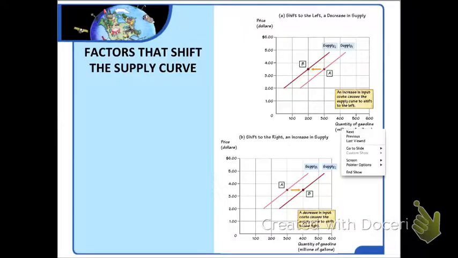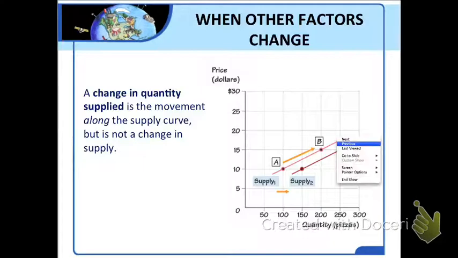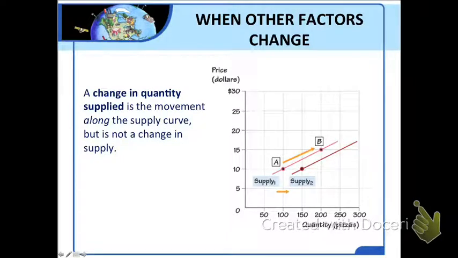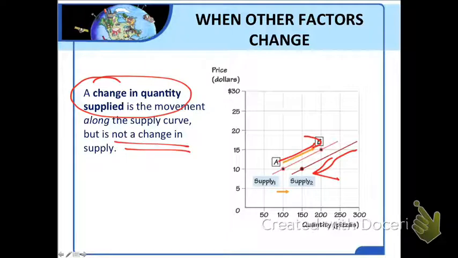Let me go back to the previous slide. There has been a change in supply. By contrast, when the price changes, you can illustrate the change by sliding the point of your pencil along the original supply curve, up the curve in the case of a price increase, and down the curve in the case of a price decrease. Now, that movement along the supply curve, like this, going up or down the supply curve, represents what we call a change in quantity supplied. But it is not a change in supply.